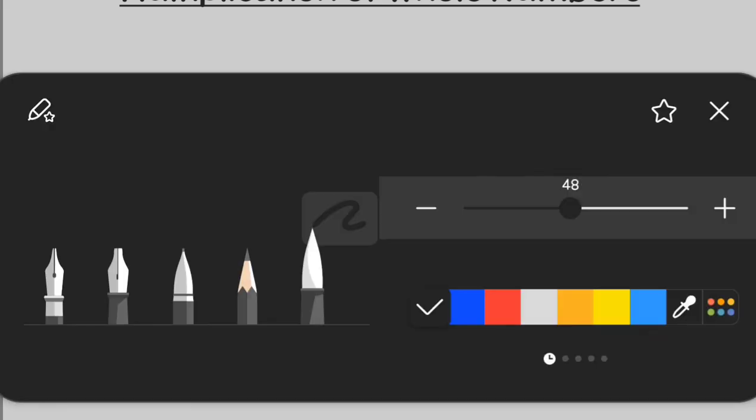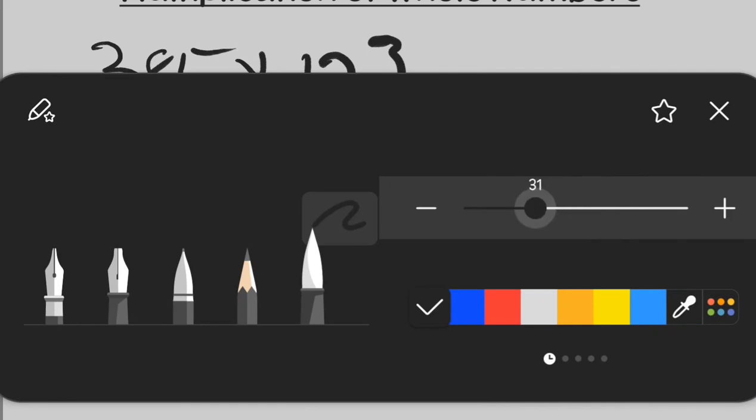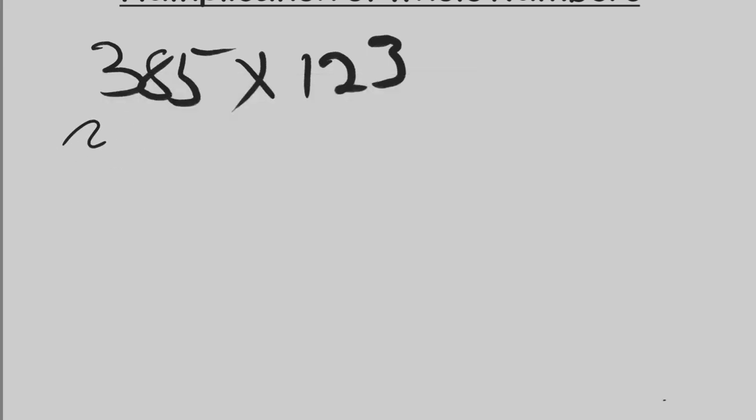Take, for example, which is going to be the final one, a random number. You're given to multiply 385 times 123. If you know your times table from 1 to 12, you'll be able to do this, because it is actually very easy. All you have to do is write 385 times 123, and then use the rule that we did.